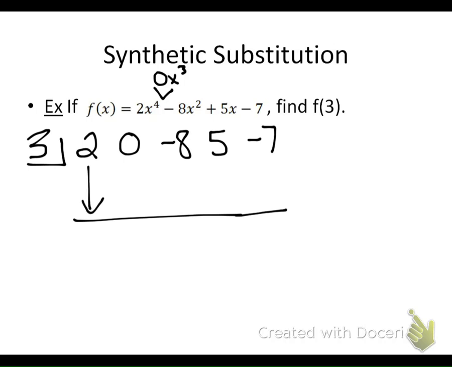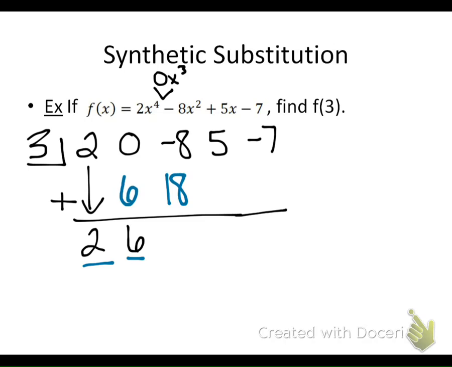We drop down the first coefficient. The leading coefficient gets dropped. We multiply whatever number is down here times the number in the box: 2 times 3. We write it in the next column. Now we add the columns: 0 and 6. 6, I heard it. Now we take this number down here and multiply it by 3, and we write that product beneath the next column.